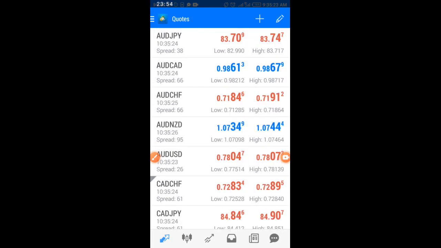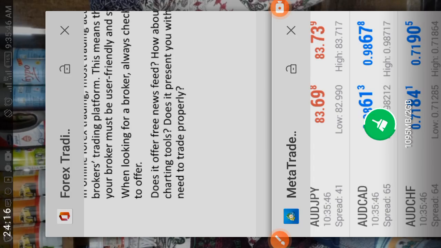So this is the platform which most forex brokers use to trade. There are some that have their own platform. They don't use MetaTrader 4. But most forex brokers use MetaTrader 4. So let's continue.